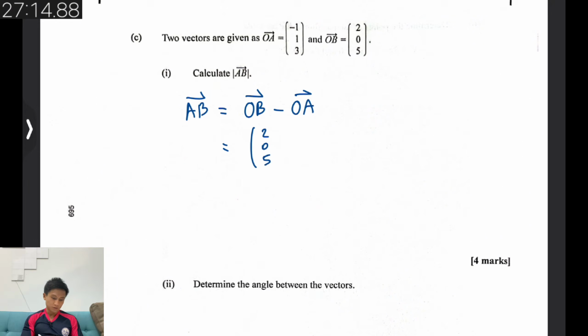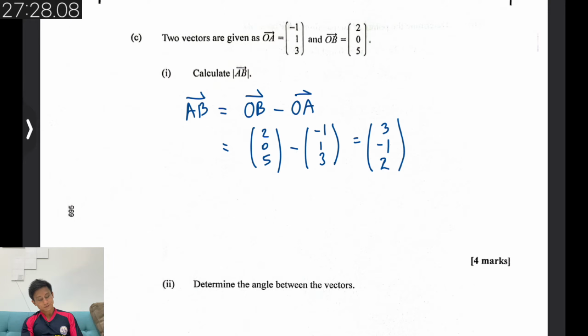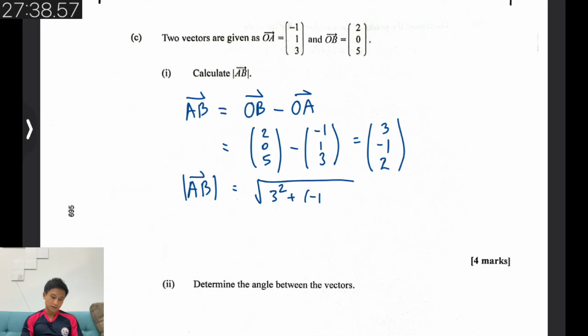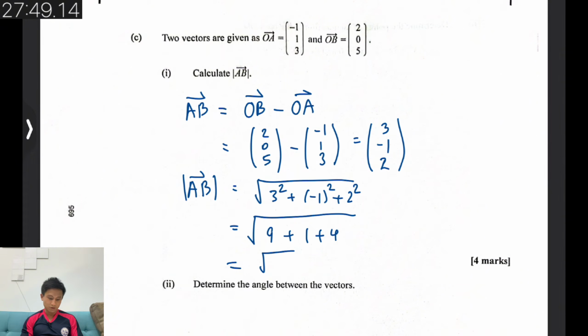So OB, 2 0 5, minus OA, minus 1 1 3. That's going to give me 2 minus minus 1 is 3, 0 minus 1 is minus 1, 5 minus 3 is 2, right? I'm double checking. Yeah, I'm happy with that. And then we're going to find the magnitude of this vector. That's going to give me Pythagoras of 3 squared plus minus 1 squared plus 2 squared. So in the square root, we have 9 plus 1 plus 4. So that's going to be the square root of 14, right?